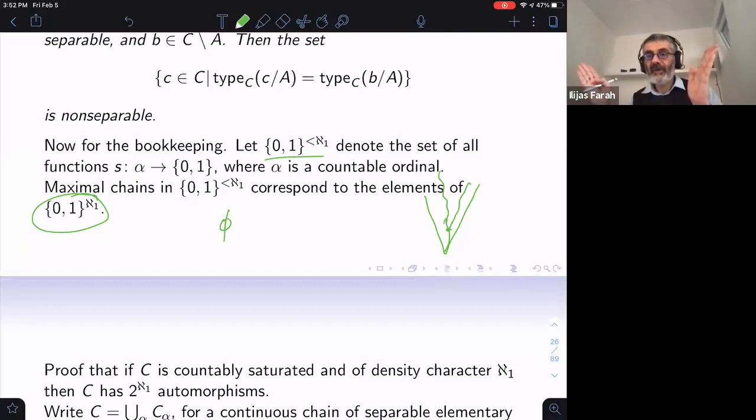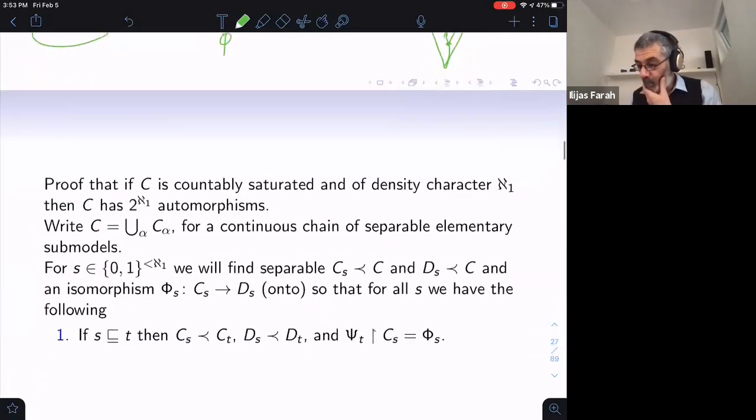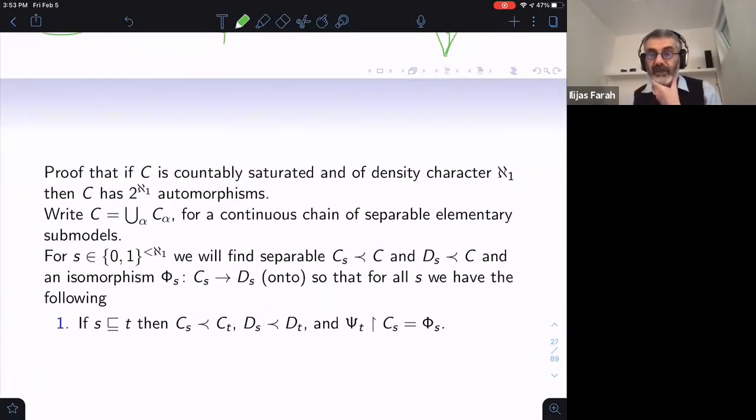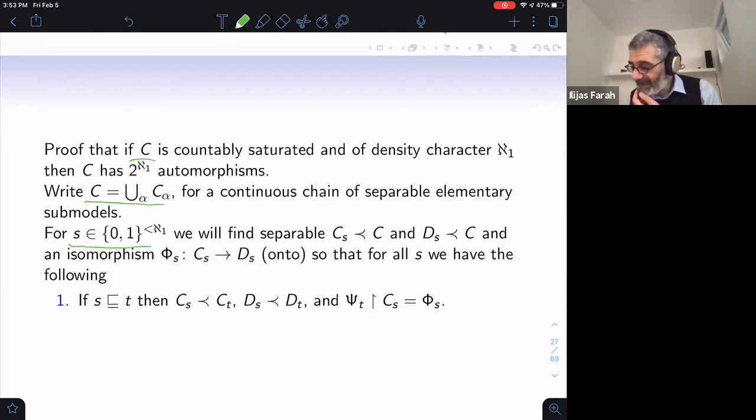We just make sure that at that place, they disagree. That corresponding automorphism sends at least just one element to two different places. If you can do that, and if you can make sense out of automorphisms along branches, then each one of those branches is going to give you a different automorphism. The proof, modulo this bookkeeping, and this trick is just like before. So we have C, which is countably saturated, and of size aleph one. So we just write it as a union of a continuous chain of separable elementary submodels, C alpha. And now for each node in this binary tree, we find separable CS.